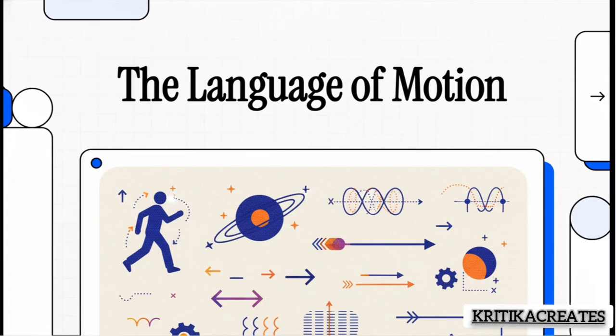All right, today we're going to decode the language of physics. We're talking about the words that describe every single journey you can imagine, from a simple walk down the street to a planet orbiting the sun. So, let's jump right in.